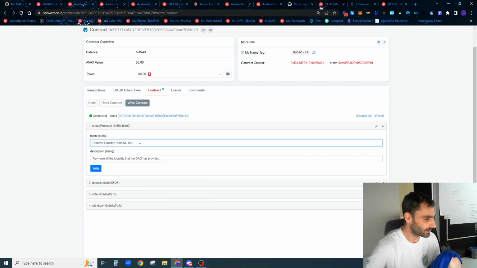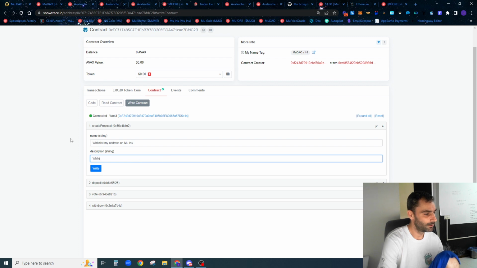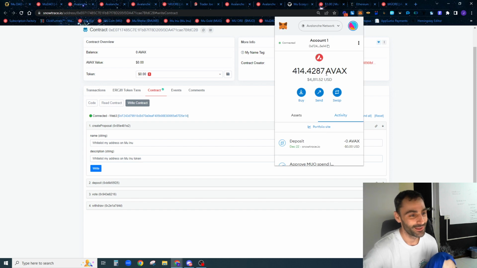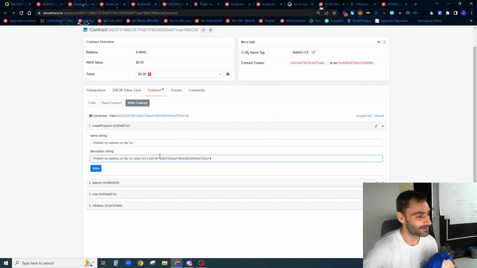All right, I'll just make this simple because I know what some of you guys want to do. I know some of you guys, what you're actually wanting to do is you're actually wanting to get whitelisted so you can freely sell whatever Mu Inu that you actually get. All right, so this is how I would actually make that proposal.